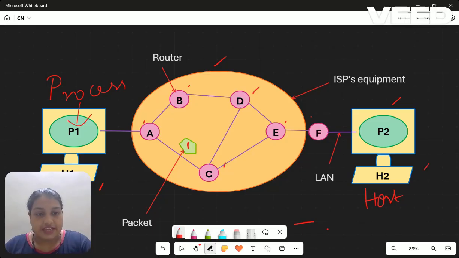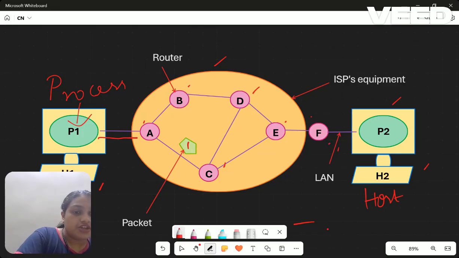And this is a LAN. Host H1 is directly connected to the ISP's equipment, and over here, when it is reaching H2, it is somewhere outside. It is inside the LAN, in a separate Ethernet, must be of an office or something.